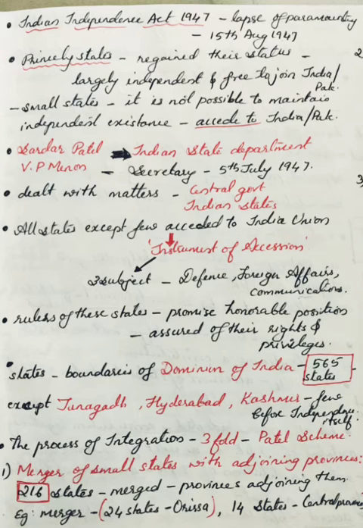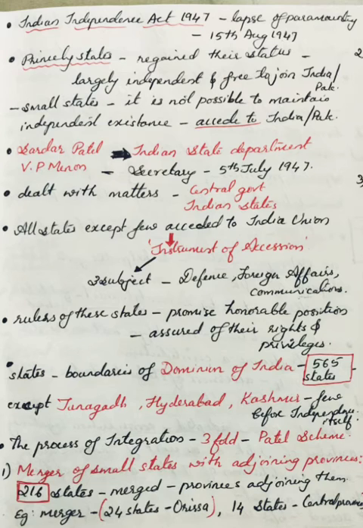Of the states situated within the boundary of the Dominion of India, about 565 states, excepting Junagadh in Gujarat, Hyderabad and Kashmir, and a few had acceded before independence itself. Next, the process of integration was threefold and known as the Patel scheme, and this is a very important question. So let's see the threefold.